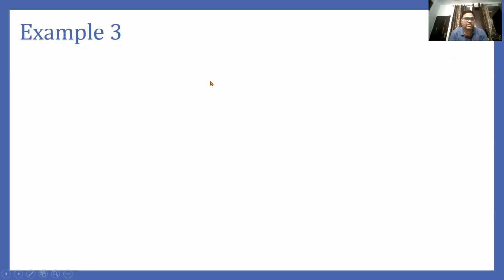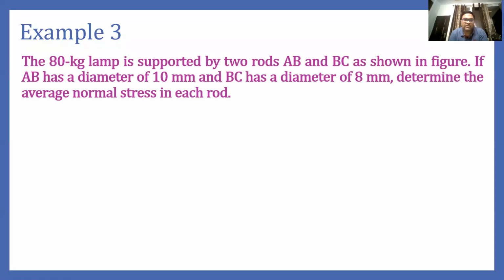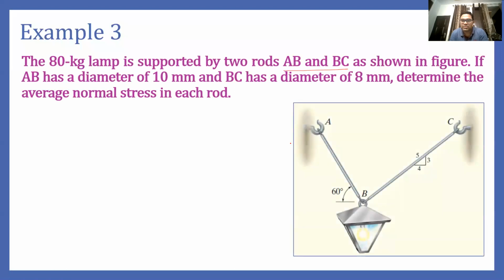Hello, welcome back. So now in this, we will solve another example. So here we have the example. In this, there is an 80 kg lamp which is supported by two rods AB and BC as shown in the figure. So first we will see the figure. Yes, this is the figure.